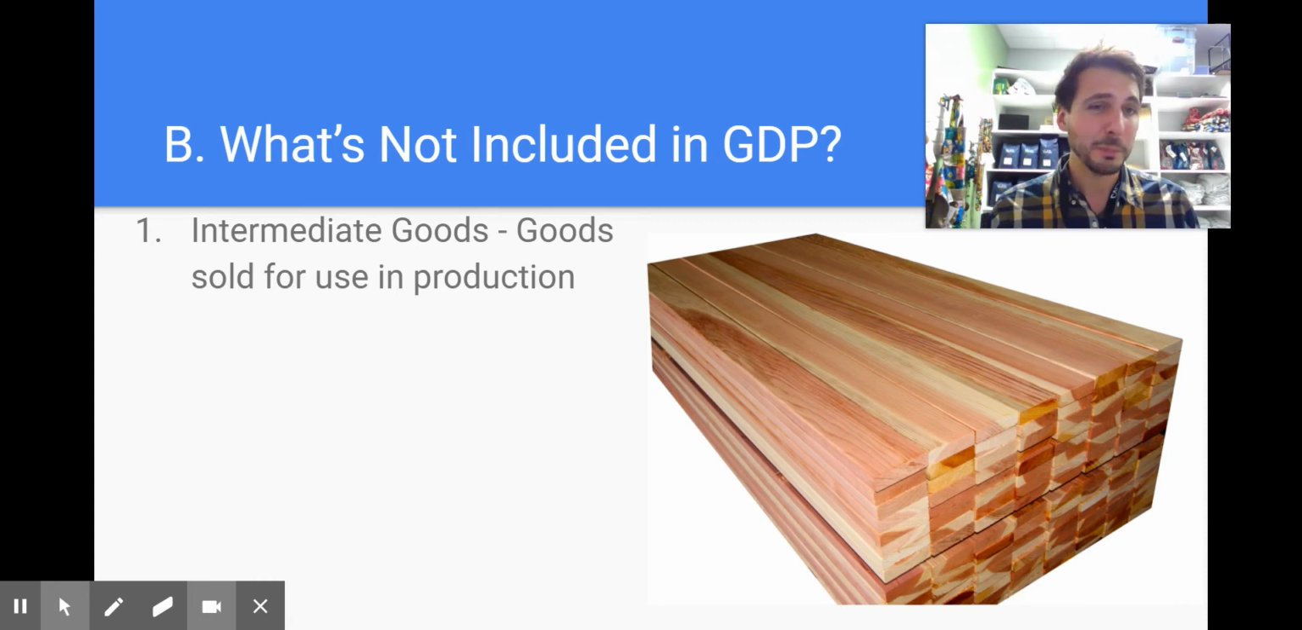It's not counted towards GDP, even though people are making money and people are working in the lumber yard. I count it when I sell the house, not when I make the lumber. Because if I counted it in both of those stages, I would count it twice.